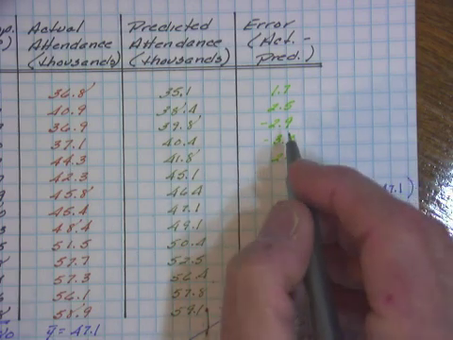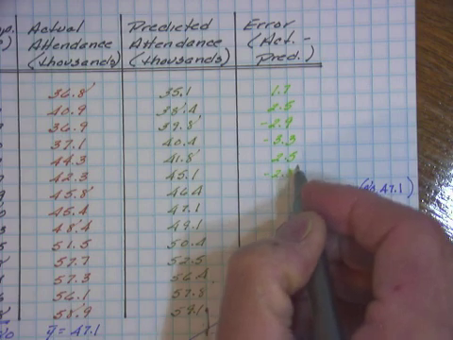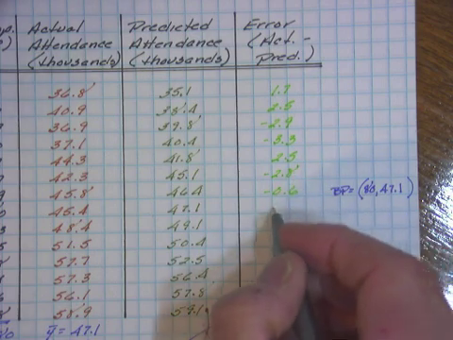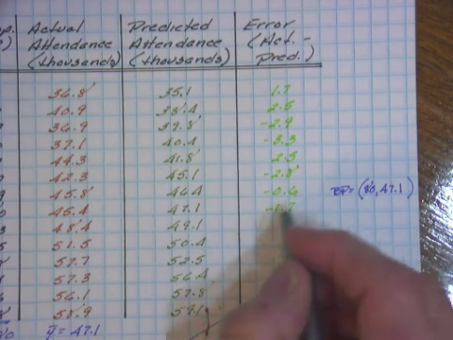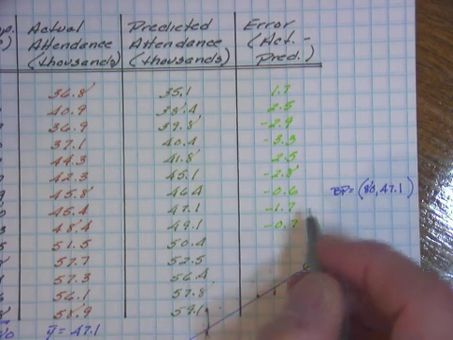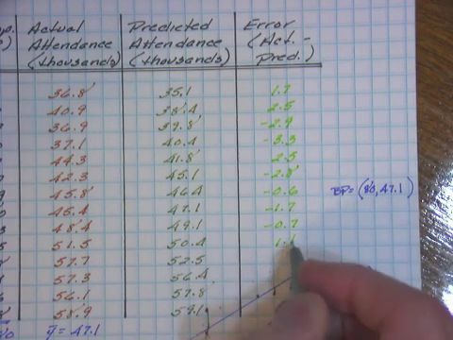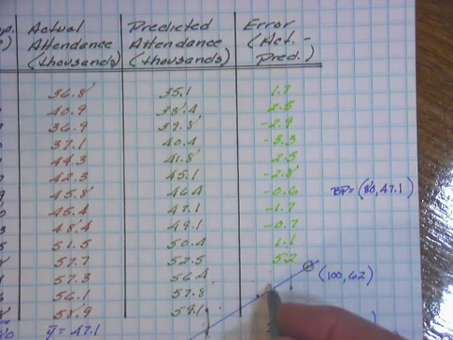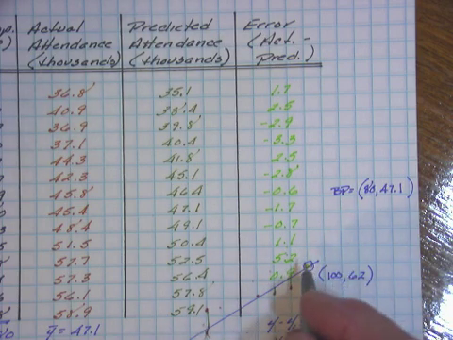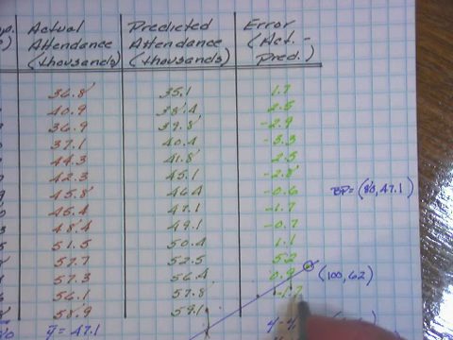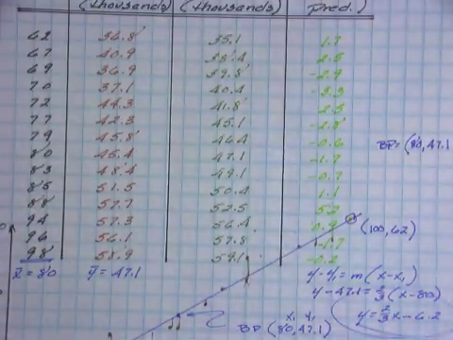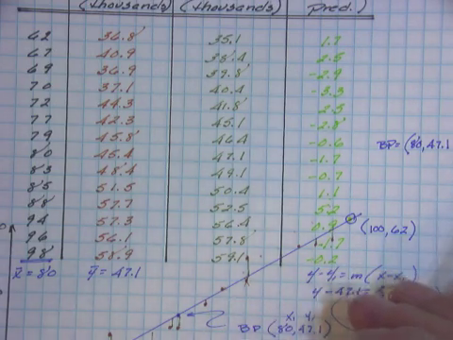Negative 3.3, 2.5, negative 2.8, negative 0.6, negative 1.7, negative 0.7, 1.1, 5.2, 0.9, negative 1.7, and negative 0.2.